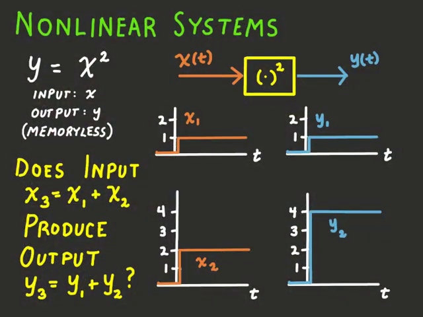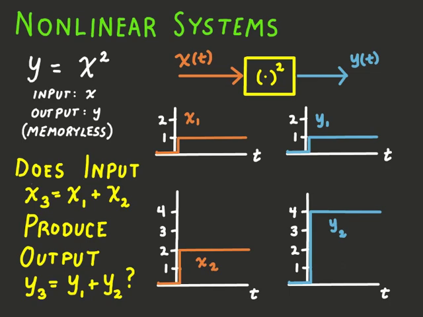Let's start our journey with an example. We'll do a very simple nonlinear system, and we'll show how superposition fails. So our system is as follows. Output y is equal to input x squared. We'll put in two inputs, x1, which is a unit step, and x2, which is a step of height 2. And we'll see how this system responds.